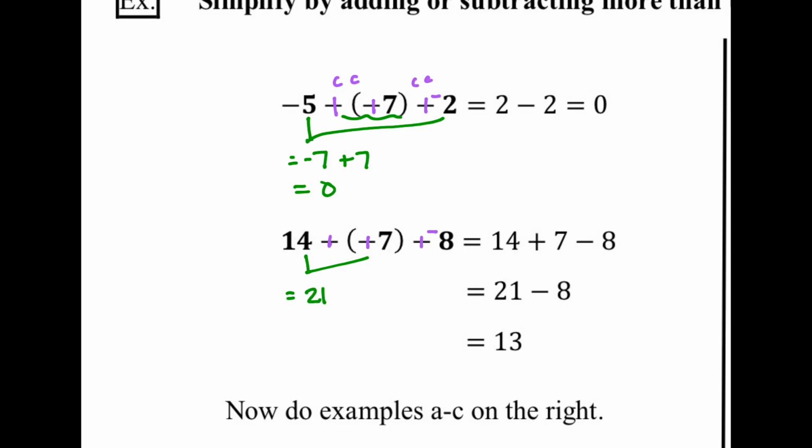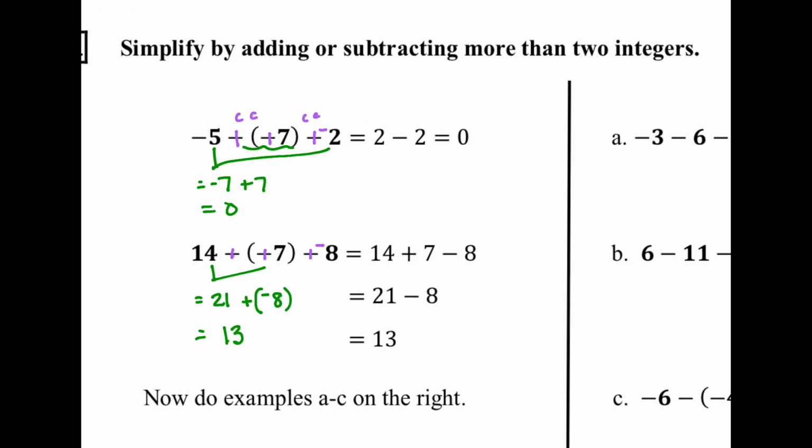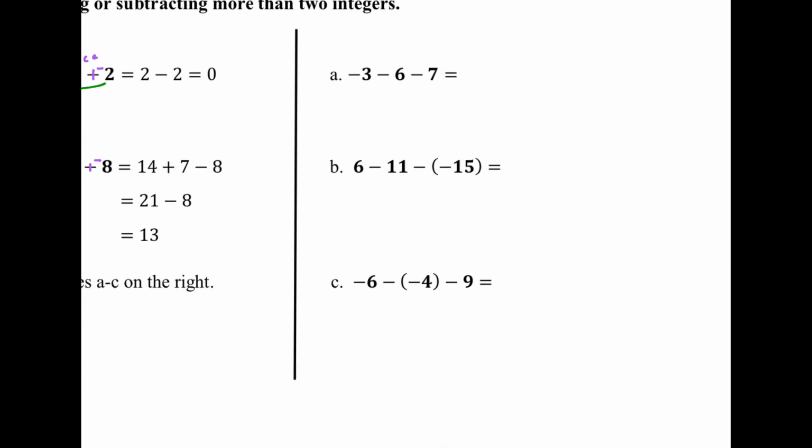Bring down the negative one, so add negative 8. As long as you write that negative high enough that it doesn't look like it's subtract, you don't have to put parentheses. But a lot of times I do it just to be absolutely certain. Okay, and you get 13 because the positives win by 13. Okay, so try these three on your own and then come back.